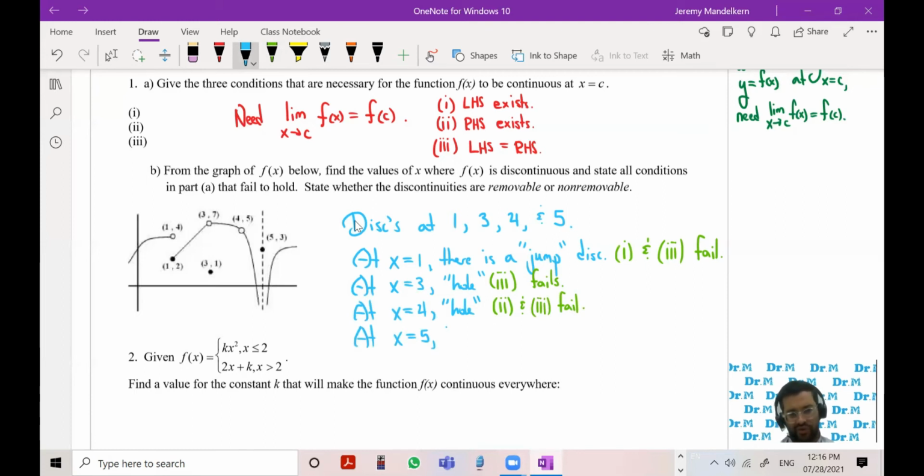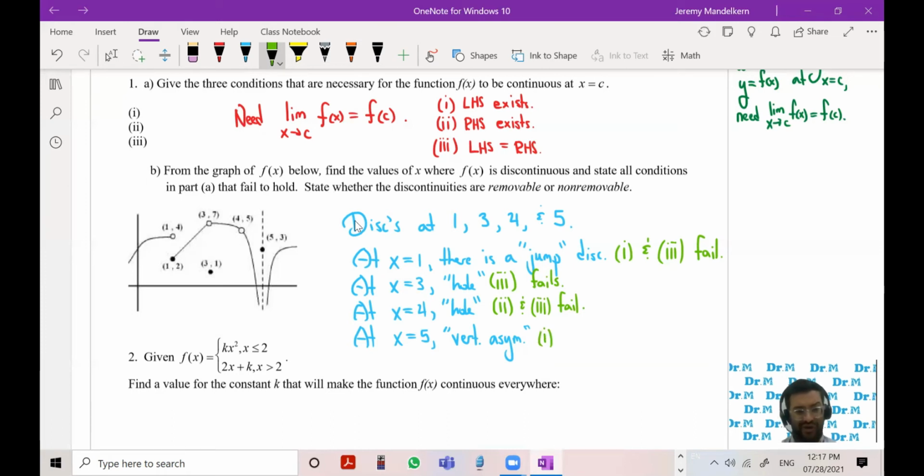Finally, we have x equals 5. Well, we have an asymptote. There is a vertical asymptote, and at a vertical asymptote, we will not have continuity. The reason why we have discontinuity at x equals 5 would be, for one thing, the limit doesn't exist. Because when we say the limit exists, we're saying it's a real number. Minus infinity doesn't count. So I fails.